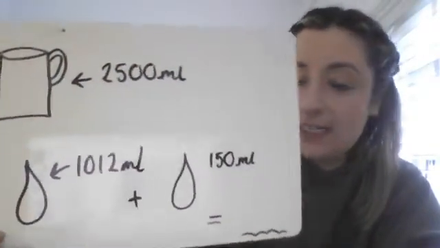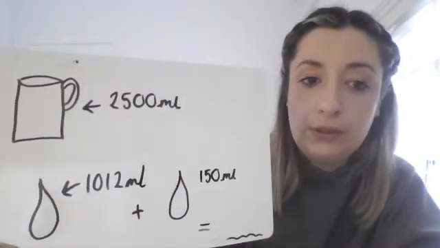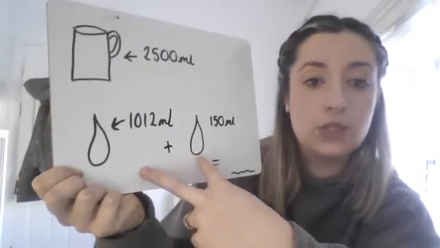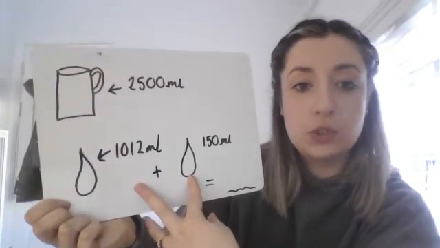And then after that, it did say that he added 150 millilitres of juice. So first of all, what I'm going to do is work out this, because those two amounts need to be added together. So it was 1,012 add 150, and I can do that with my column addition, because you are adding the two together. You can see there I'm adding the two together.